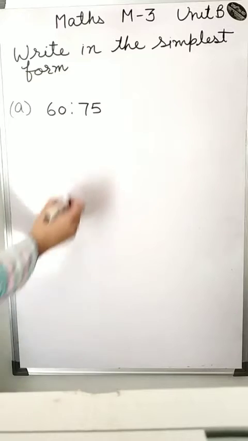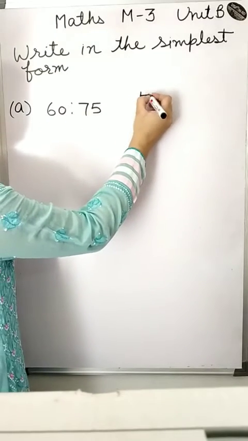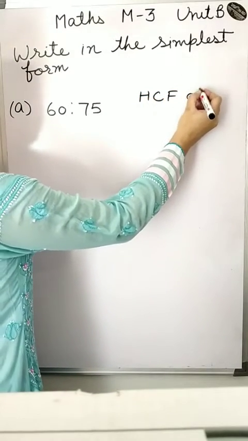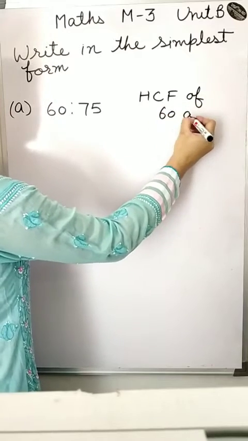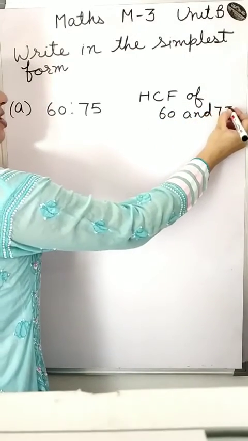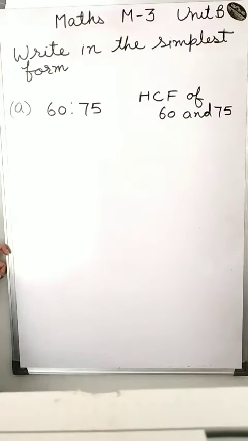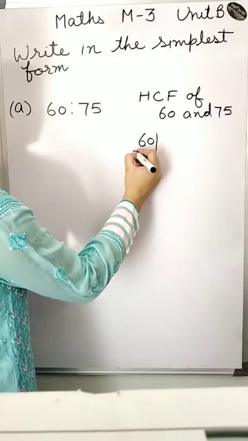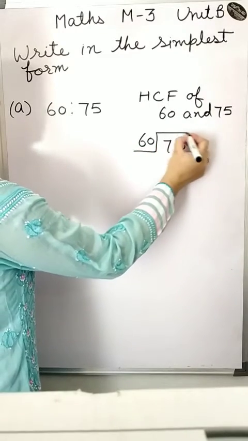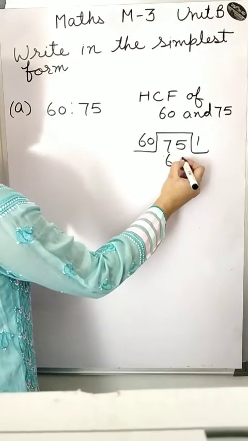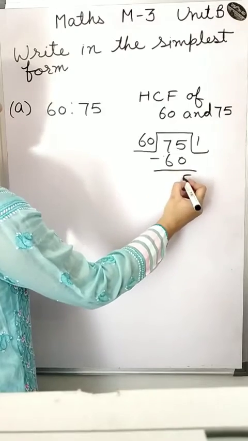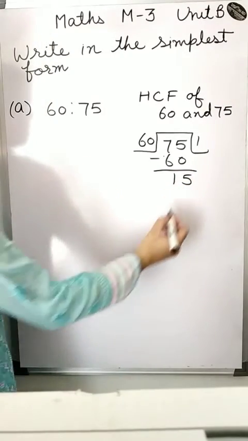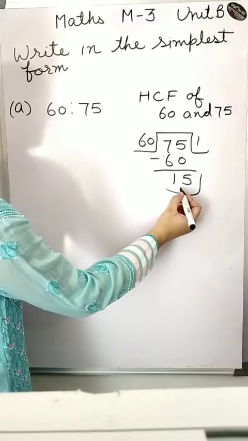First, find the HCF of 60 and 75. So how do we calculate it? Calculate it by the division method. Now let's divide them. 60 into 1 is 60. Subtract them, it is 15. Now what next? Divide this number again by this remainder 15.